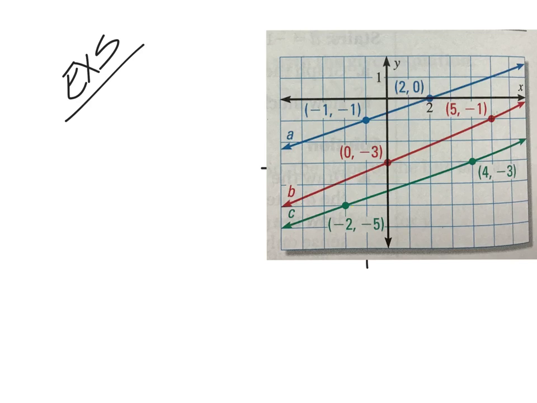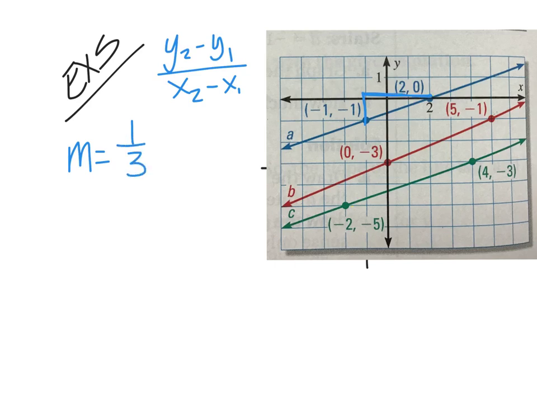So let's find the slope of the blue line. Now, on here we can either count it, or how else do you find the slope? Do you remember the equation? You can find the slope by doing y2 minus y1 over x2 minus x1. Or we can just count it. So I can go up 1 over 1, 2, 3. So the slope of the blue line is 1/3. Slope of the red line goes 1, 2, 1, 2, 3, 4, 5.